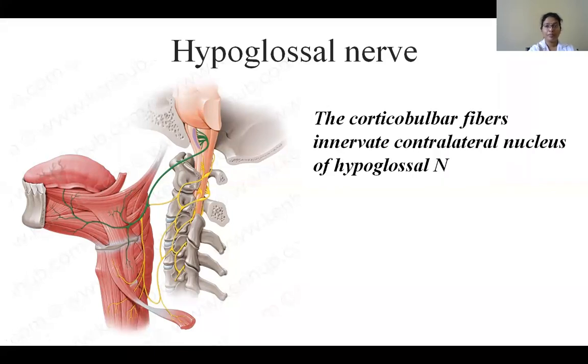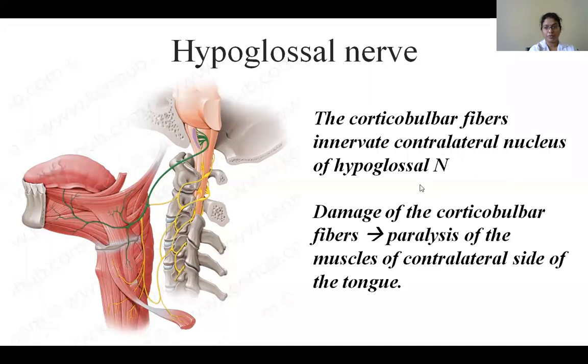Now the corticobulbar fibers innervate the contralateral nucleus of the hypoglossal nerve. So if there is damage, for example, to the left side of corticobulbar fibers, there will be paralysis of muscles of the tongue of the right side. So the opposite side gets affected whenever there is damage to the corticobulbar fibers.